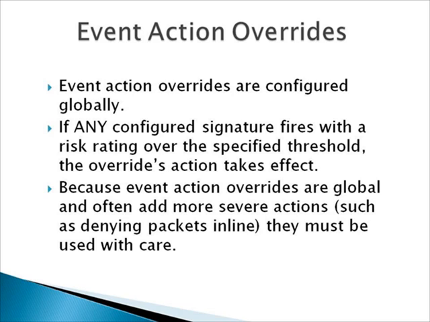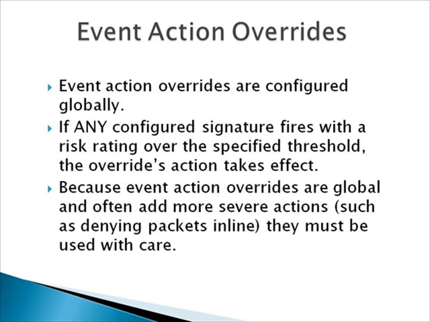So if we have a signature that's an ICMP flood, and it normally has a risk rating of 75, it fires no problem as long as it doesn't go above 90. Say that we have a target value rating set up for, like I said, a web server that we think is particularly important. Normally the signature would fire with a risk rating of 75, but because it's going against this important web server, it fires with a risk rating of 95.